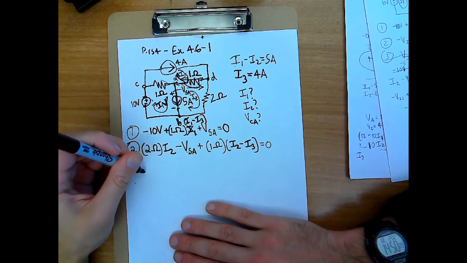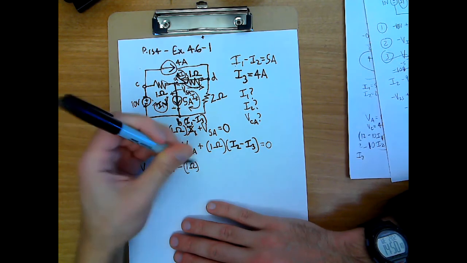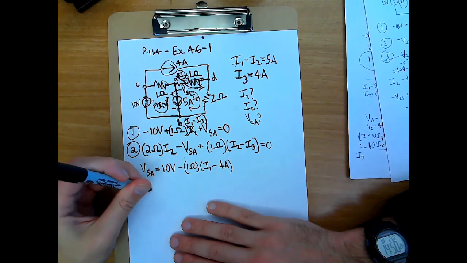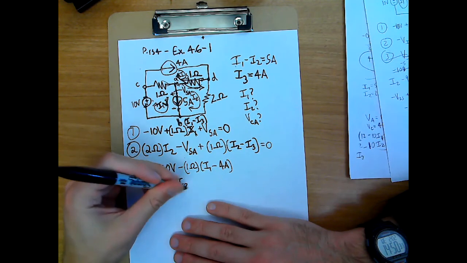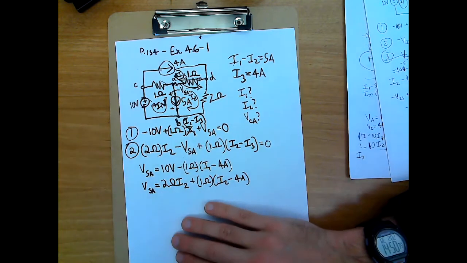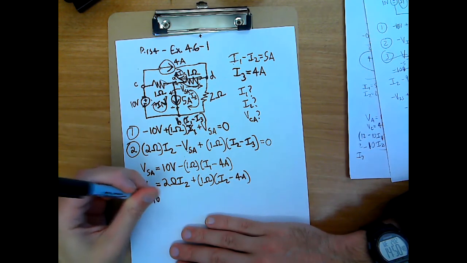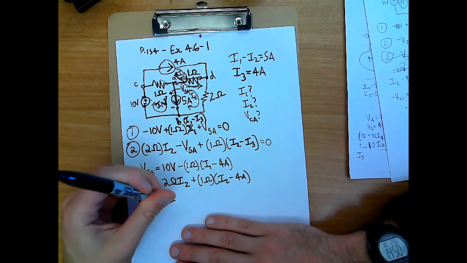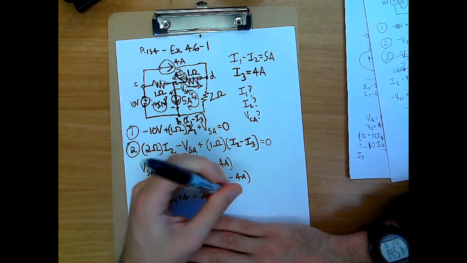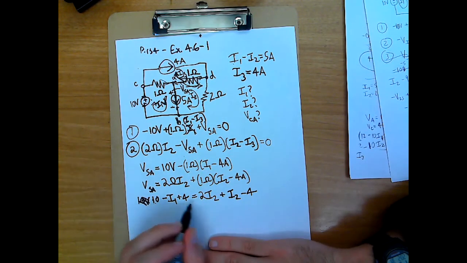So let's do it. For mesh 1, V5A equals 10 volts minus 1 ohm times I1 minus 4 amps. Make that substitution for I3. And for mesh 2, V5A equals 2 ohms times I2 plus 1 ohm times I2 minus 4 amps. Make a substitution for I3 there as well. Set them equal to one another. I'm also going to start dropping my unit notation. It's going to get very confusing in a second here. Let's combine some like terms. So we got a 14 plus 4, it's an 18.